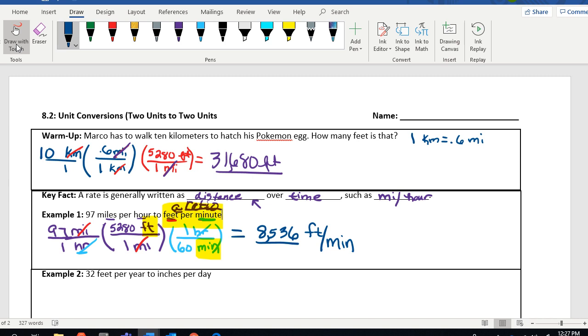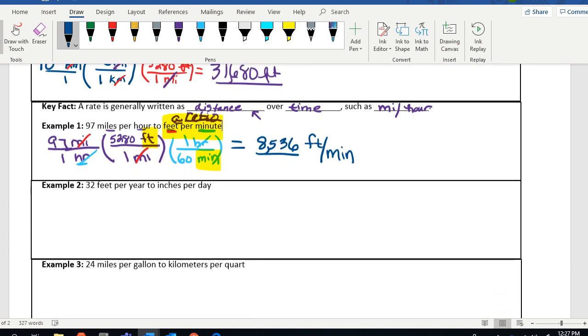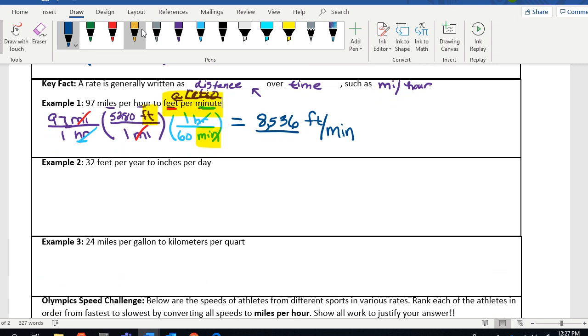Okay, had there been a decimal with it, I would have just said point whatever feet per minute. I would not leave this as something over 16 minutes or something strange like that. If it reduces as a fraction, I want it as a decimal. Okay, so moving on down the page, let's look at examples 2 and 3.